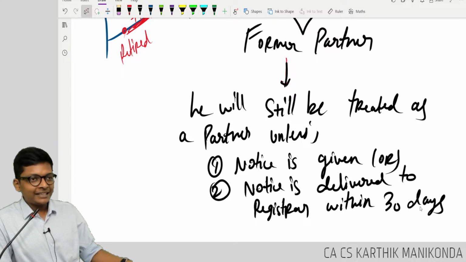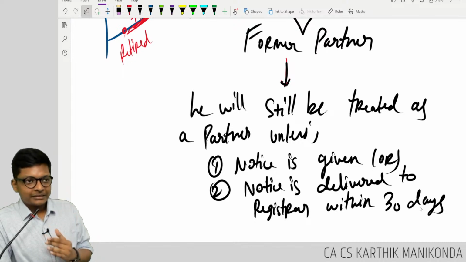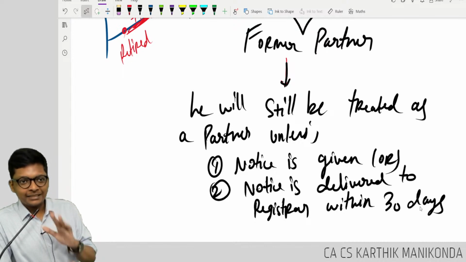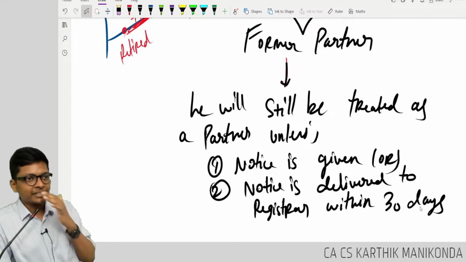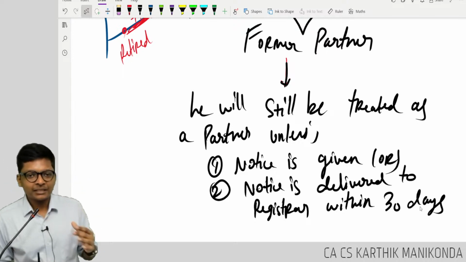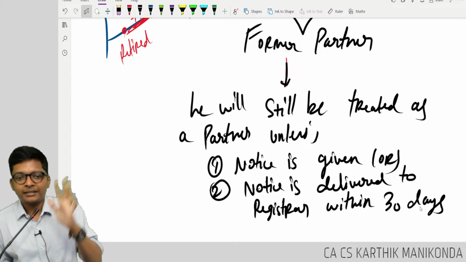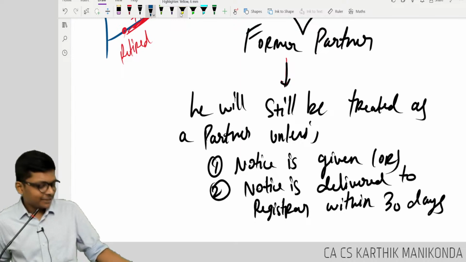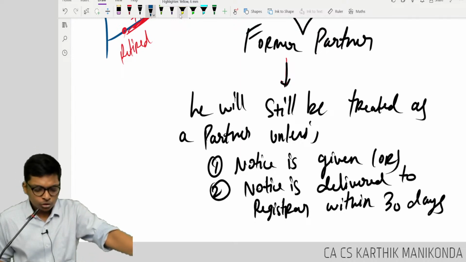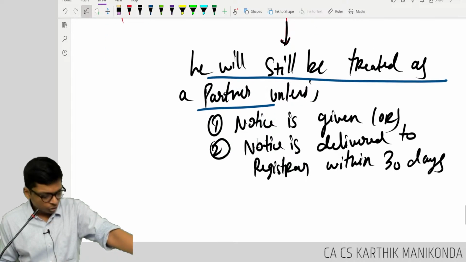In exam, if you forget the time limit, what should you write? 30, 7, 14, 60. 60 is only for very few things that you remember. 7 also is for very few things, and 14 is for very few things. Remember what is 7, 14, 60. Balancing figure is 30. Inform within 30 days, guys. Are you following? So he will still be treated as a partner if he is not giving the notice. Next.